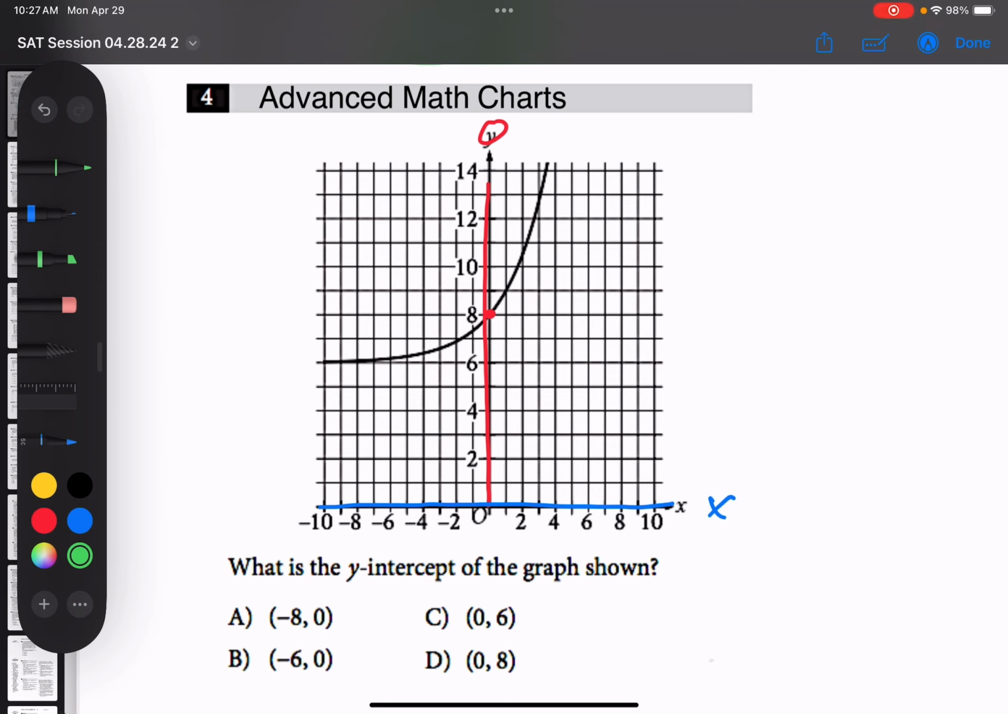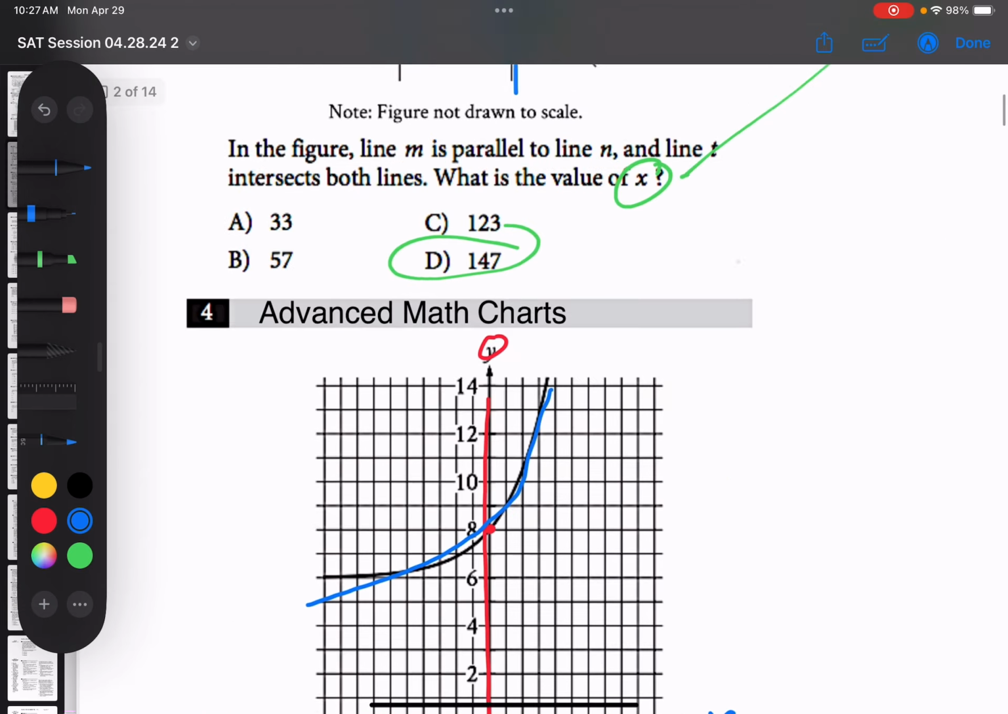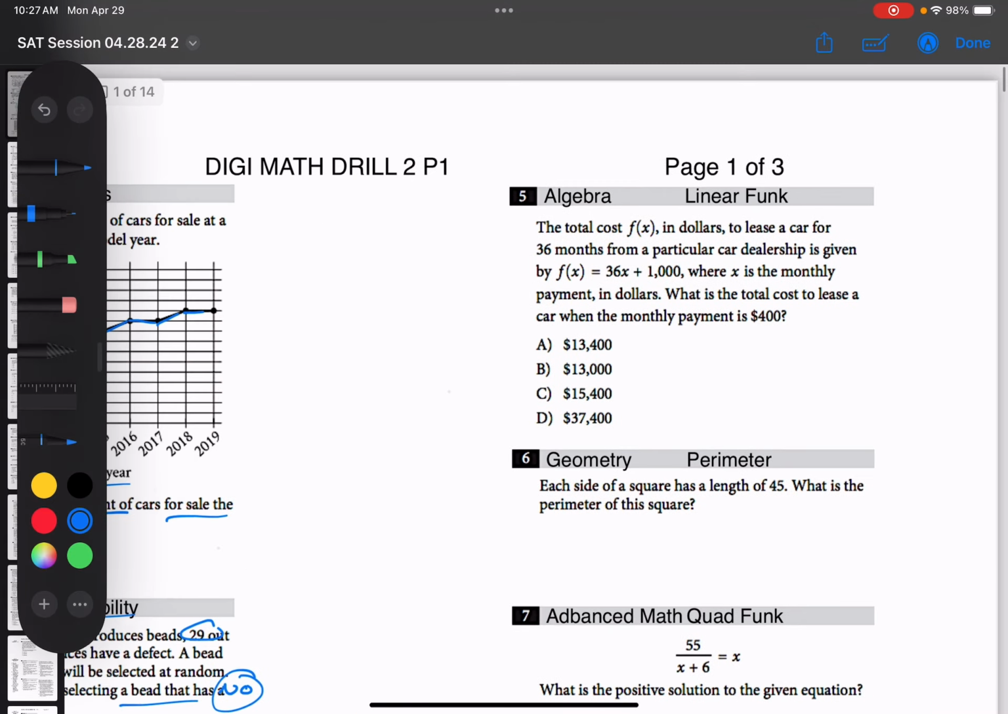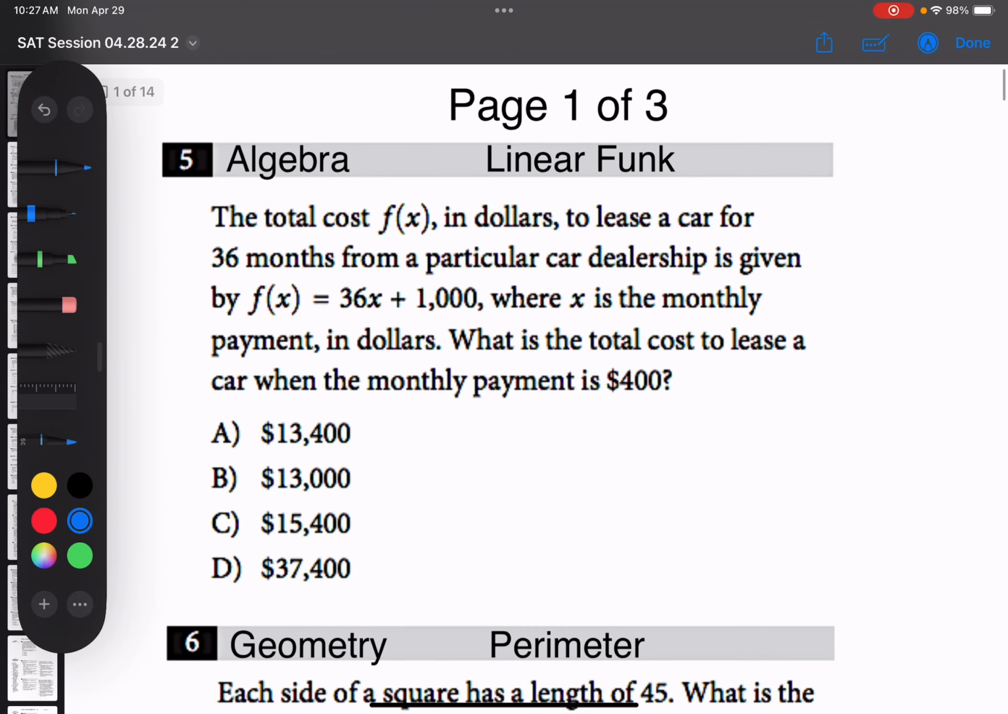Whenever you deal with y-intercept, that means that's when x equals 0. So we can kill this answer, but it's going to have to be between these two. Where is my black line crossing through the red y-axis? Whoop, at 8. So therefore, D is your best answer. Whoops, going too far ahead. We're just sticking to page number 1. We'll get to page number 2 in the next video.